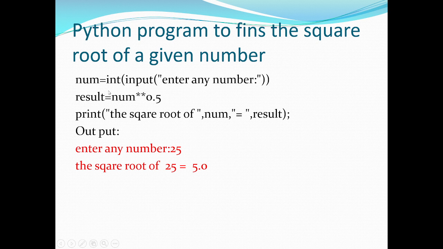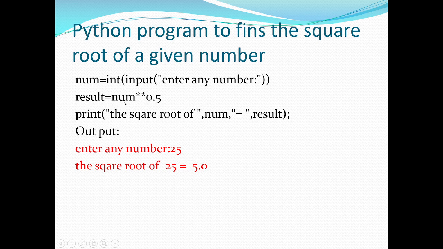See here, I have presented a small program in Python to find the square root of a given number. For that, first I have used a variable called num. I didn't assign any value directly and I didn't use any data type. Directly I am asking to take the value from the user. For that I wrote input within brackets, enter any number, and if the user enters any number it should be converted into an integer and saved in num.